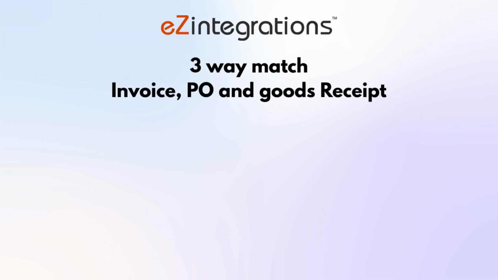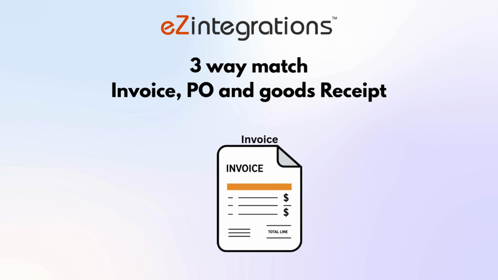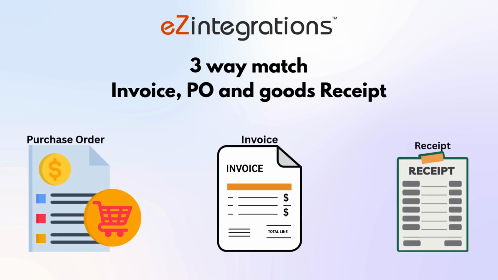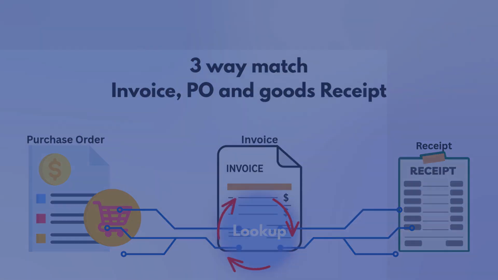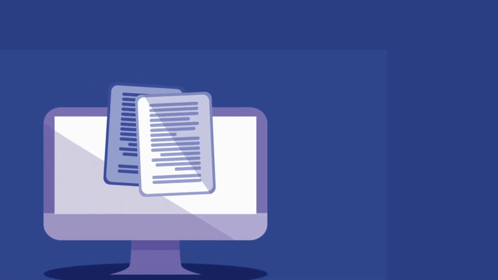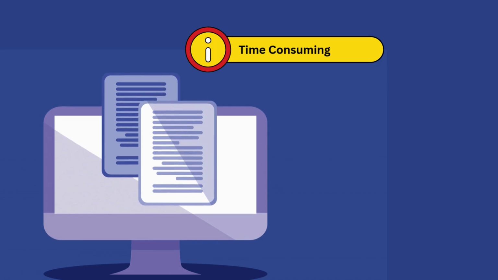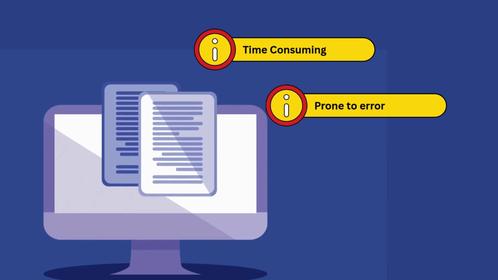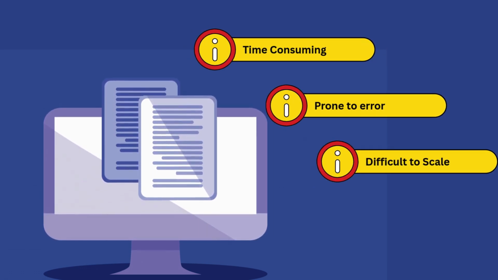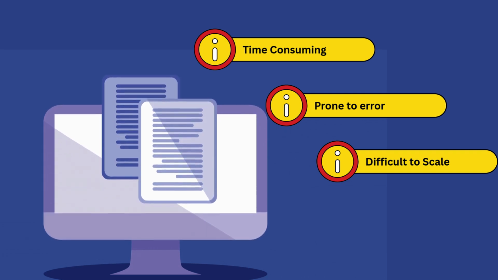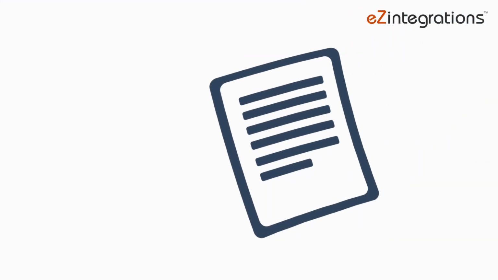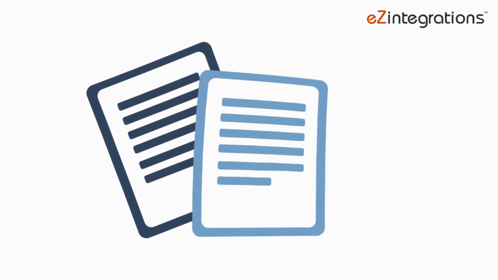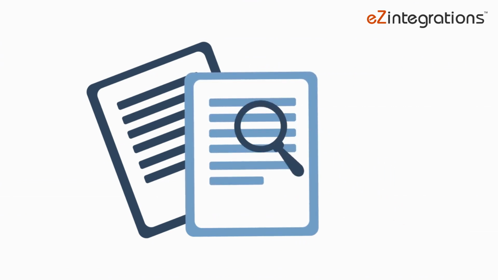Hi everyone, in today's video, we're going to see how to automate three-way matching between an invoice, a purchase order, and a goods receipt using eZintegrations integrated with Acumatica ERP. In many organizations, invoice validation is still manual. It is time-consuming, prone to errors, and difficult to scale. More importantly, it increases compliance risks and can result in payments for goods that were never received. With eZintegrations, we design a fully automated workflow that handles everything end-to-end.